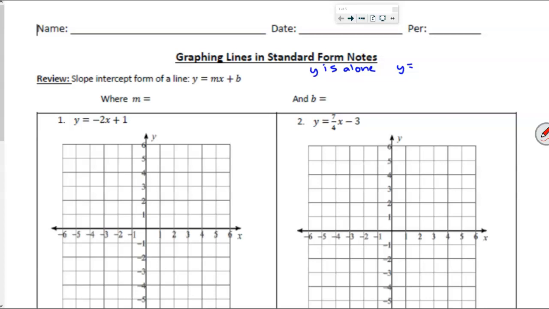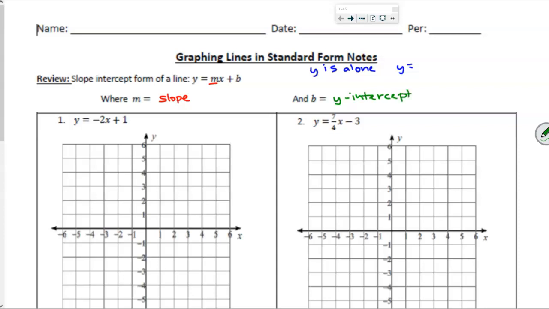I'm looking for hands now. We should be engaged learners here. What does the m represent when it's in this format? Thank you, that is much better. Emery? Yes, the m value is the slope. The b, the number that I'm adding, or in some cases subtracting at the end, what does that b represent? Jaden? Y-intercept.